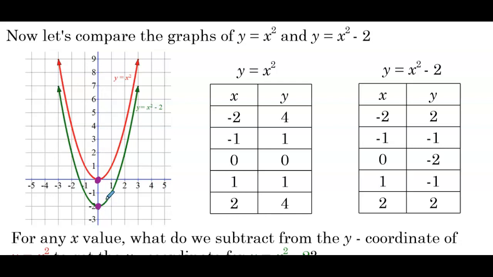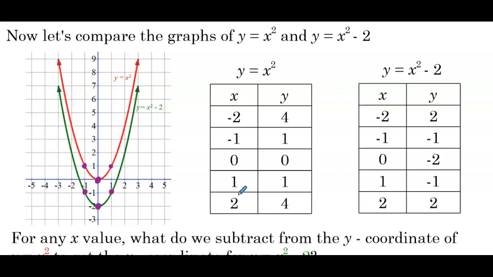So let's see if that rule holds for all of the points. In this one, let's look at (1, 1). If we move it down 2 units, it'd be (1, -1). If we look at (-1, 1) and move it down 2 units, we'd have (-1, -1). So we can use the table of values to compare again.